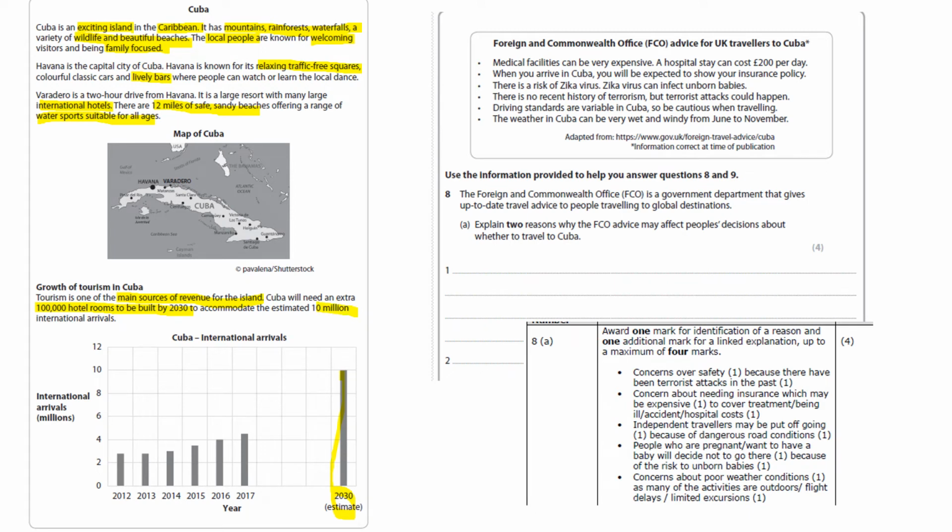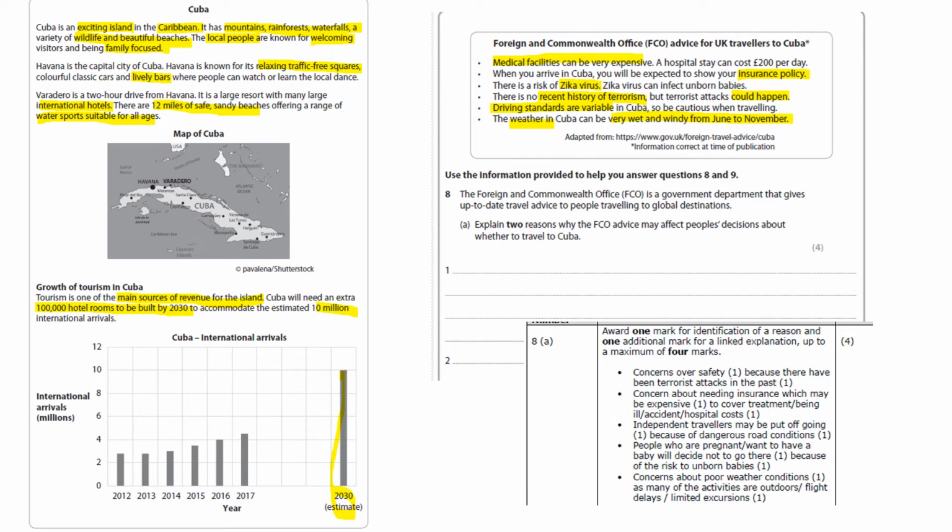And then over here it's got some advice. Medical facilities can be expensive. You need an insurance policy. The Zika virus, which is a virus spread by mosquitoes, exists. There's no recent history of terrorism, but it could happen. Driving standards are variable, okay, and the weather can be wet and windy from June to November. In fact, it's not unknown for it to be hit by hurricanes. Okay, so let's have a look at the questions.